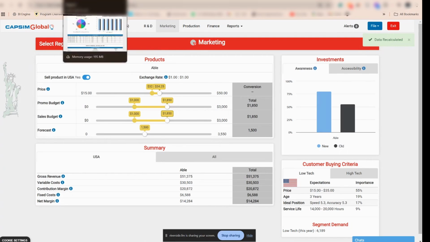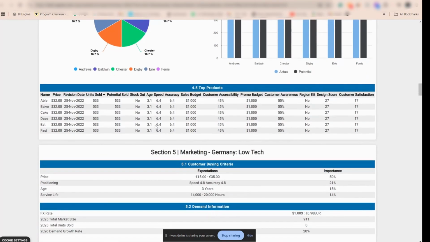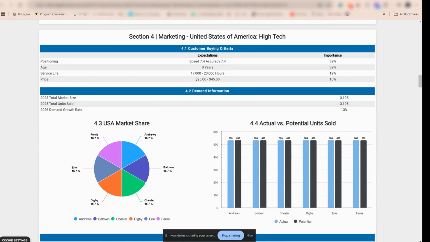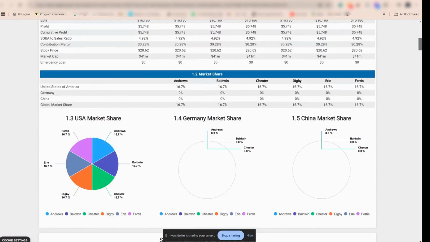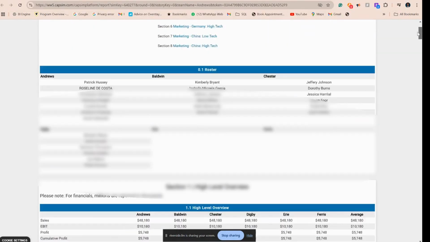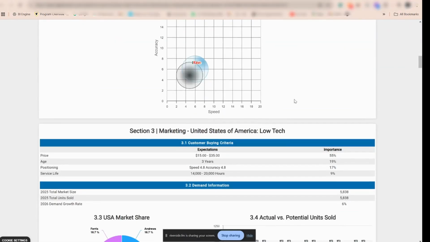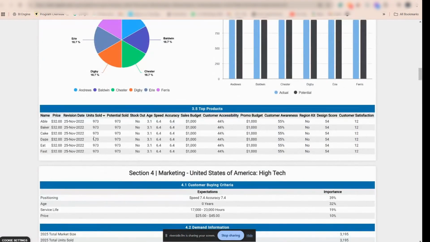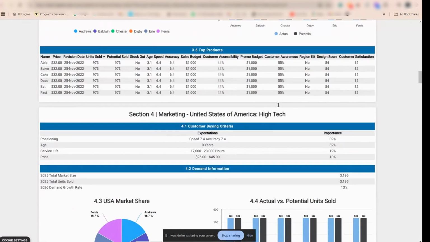How do we decide or determine the amount to produce, to forecast, to market? So if you look at the report from round zero, which is this report, right? You got to go to round zero to see. When everyone had equal market share, what did we sell? When we had equal market share in the low tech market, it was 973. In the high tech market, it was 535, 533.